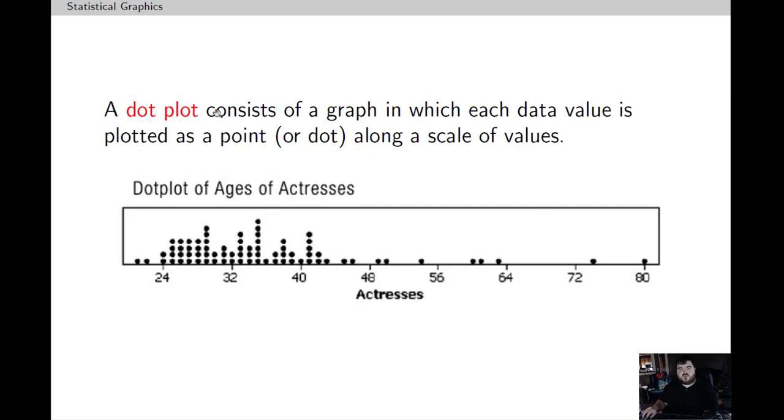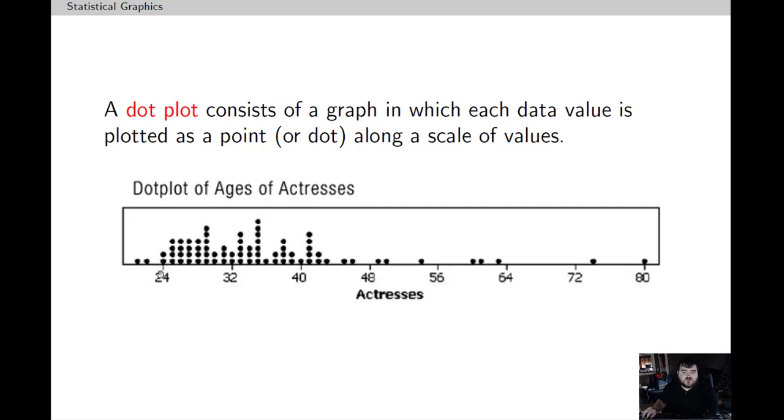Okay. The next example here is a dot plot. And the dot plot basically represents a dot for each data value. So this is actually one of two plots I'm going to show here where you can actually get back your original data set. So if you look here above 24, see how the number 24 has two little dots above it? That means there were two actresses that were age 24 in this data set. So you can actually reconstruct your whole entire data set.